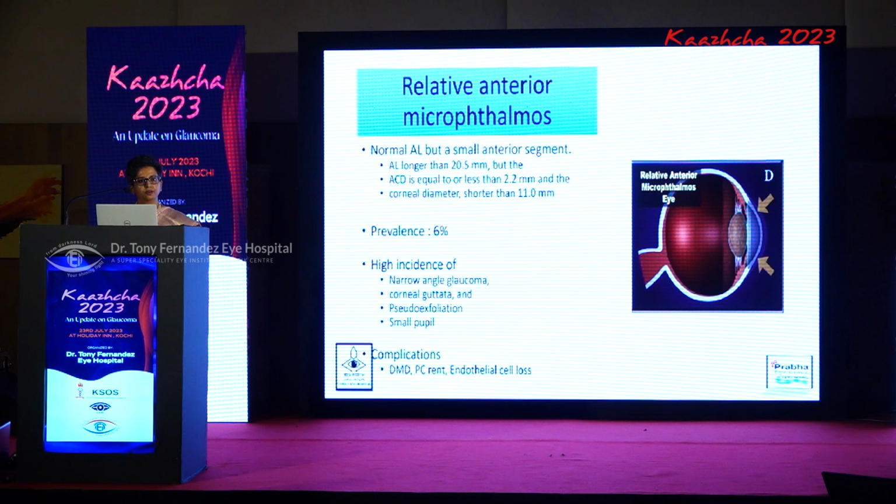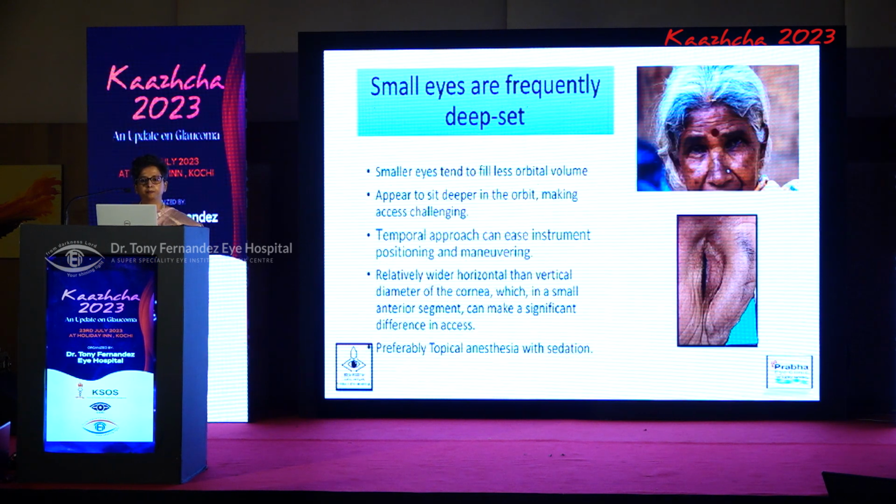So when you are planning your cataract surgery in the biometry, if you are getting your white to white and the AC depth, look at that and be wary and plan for surgery in these eyes. There is a high incidence of narrow angle glaucoma, corneal guttae, pseudo-exfoliation and small pupil, and the incidence of complications is very high in these eyes. So beforehand recognize and plan.